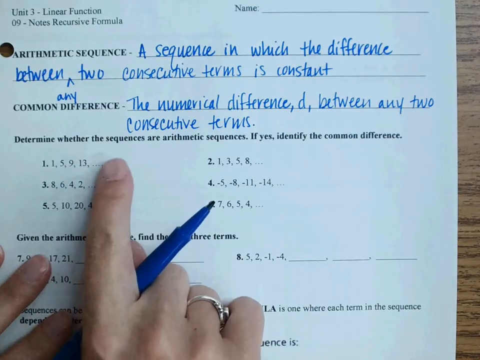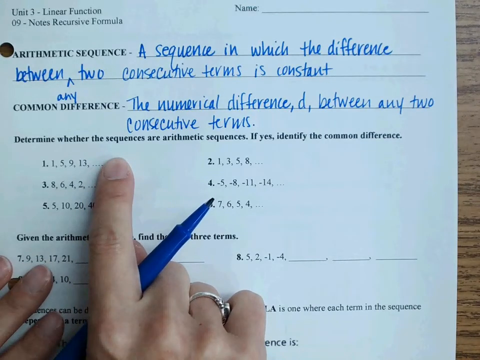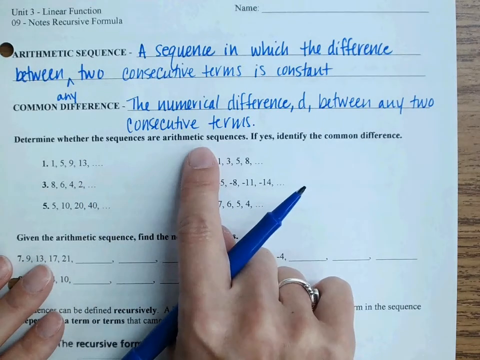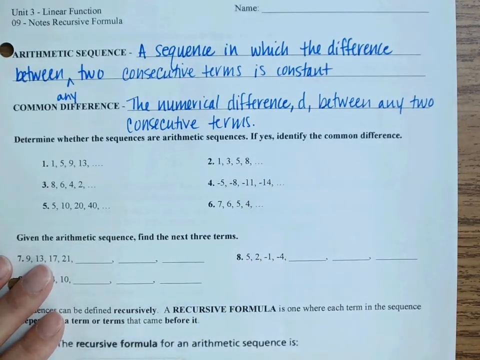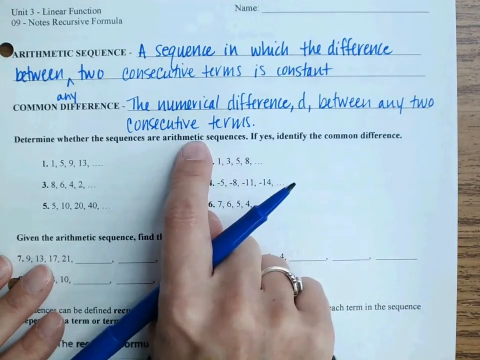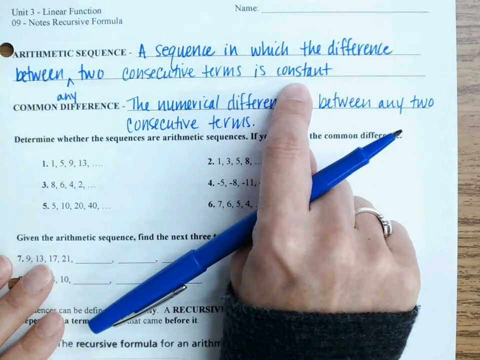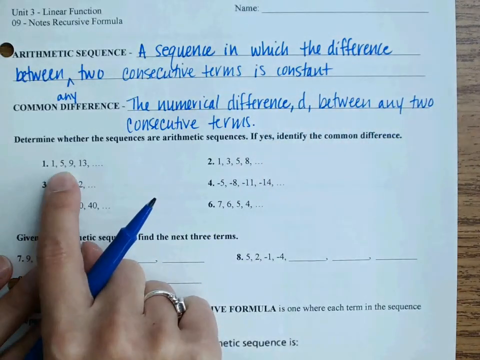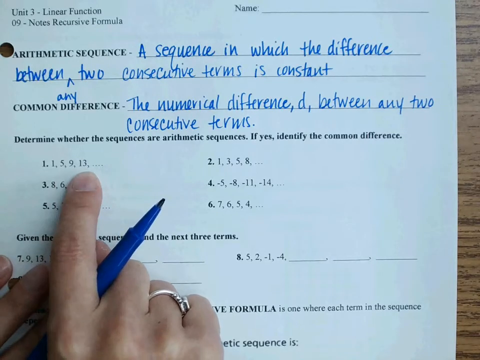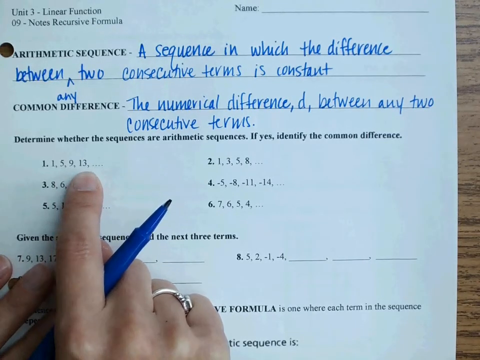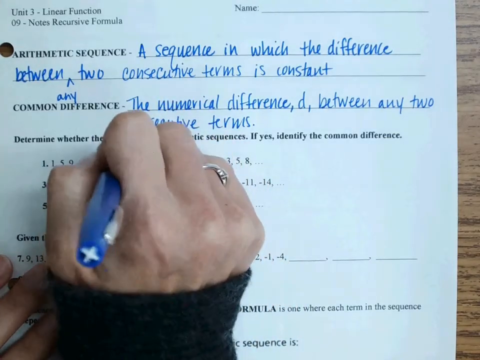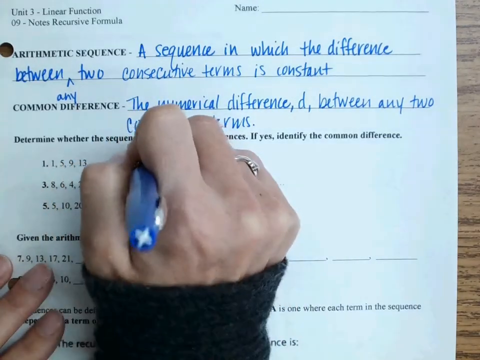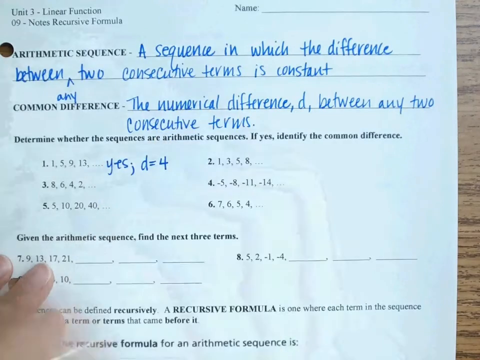The first thing we're going to do is determine whether the sequences are arithmetic sequences. If yes, identify the common difference. Remember, for an arithmetic sequence, we need to see a constant change or a constant difference. So 1, 5, 9, 13: I would say yes, my common difference is an increase of 4. So let's write down yes, my common difference is 4.